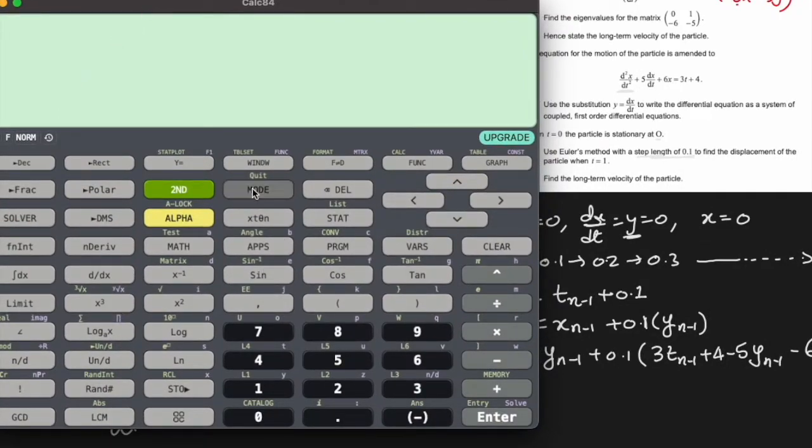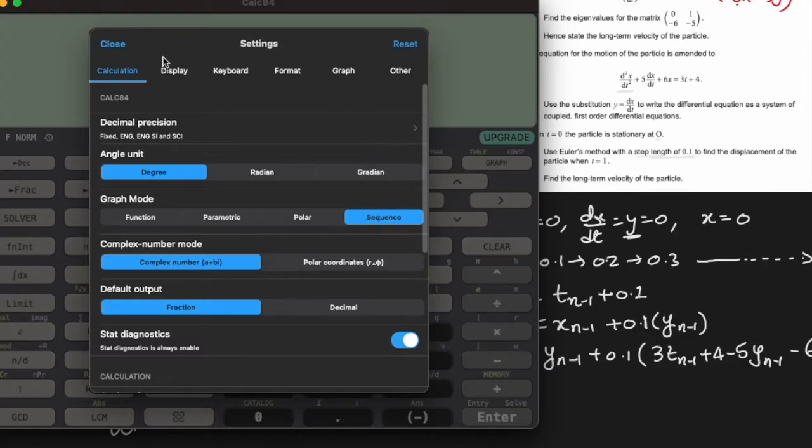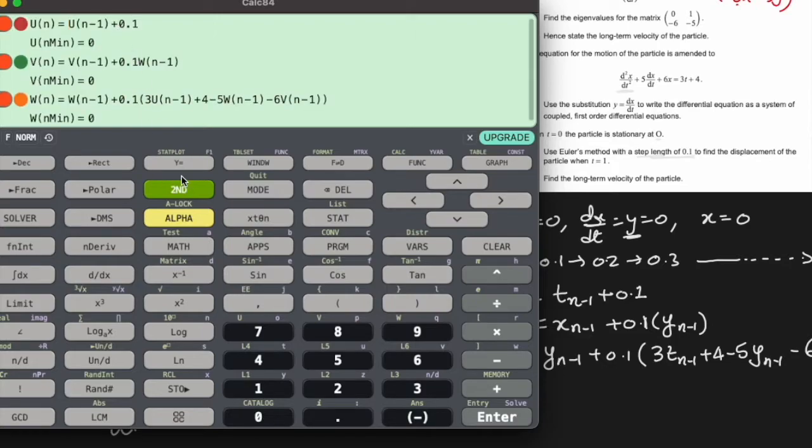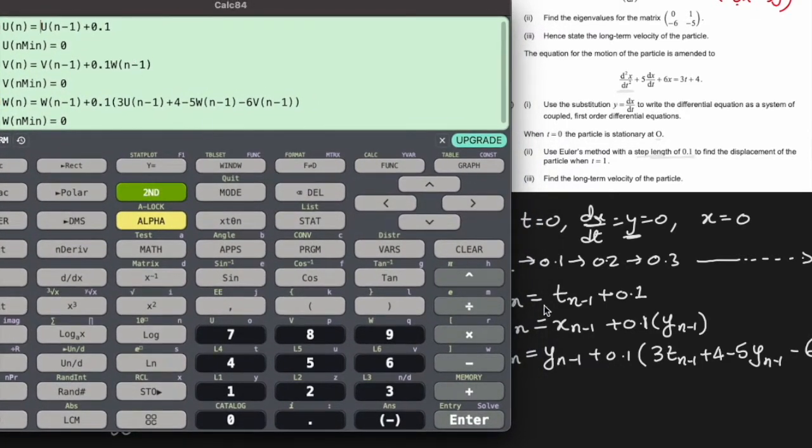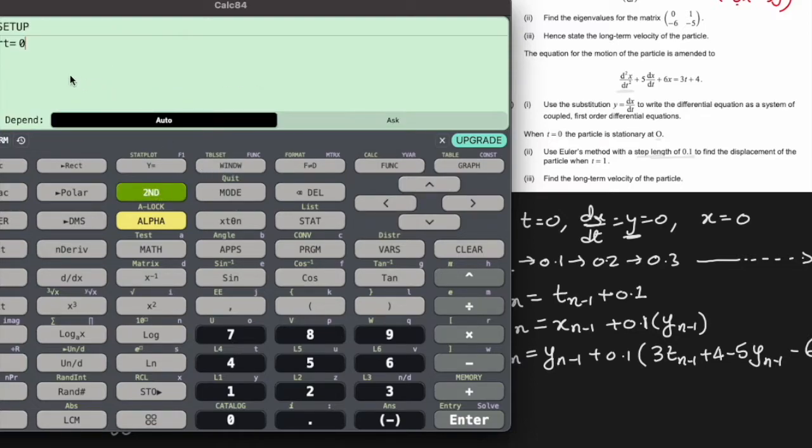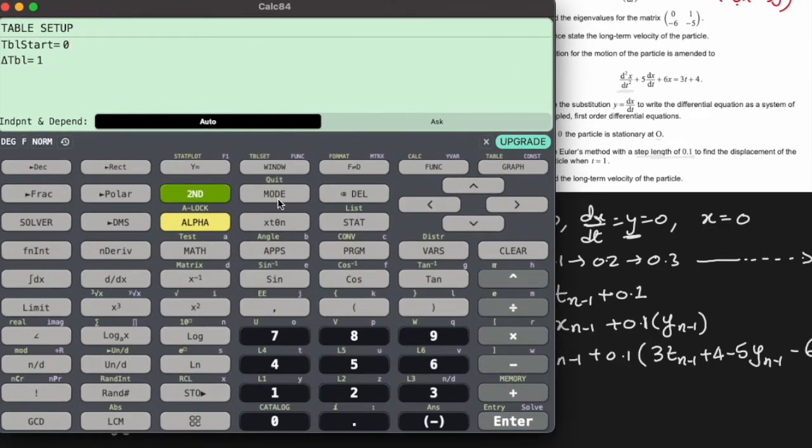We will use the sequence mode here. For that we need the y equal to button, and I have already entered this. u is t actually, v is x for us, and w is y. If you see, it is exactly the same. un is equal to un minus 1 plus 0.1. We're starting from 0: t is 0, and v, x is also 0, and y is also 0. So I wrote v and w with minimum value 0. And then vn is vn minus 1 plus 0.1 wn minus 1, where w is y. It's exactly the same as what I've written here. Let's see the table set for this now. We start with 0 and end with 1. Okay, good.